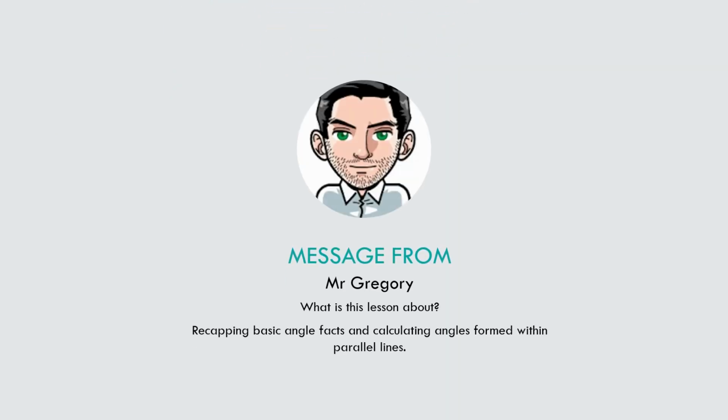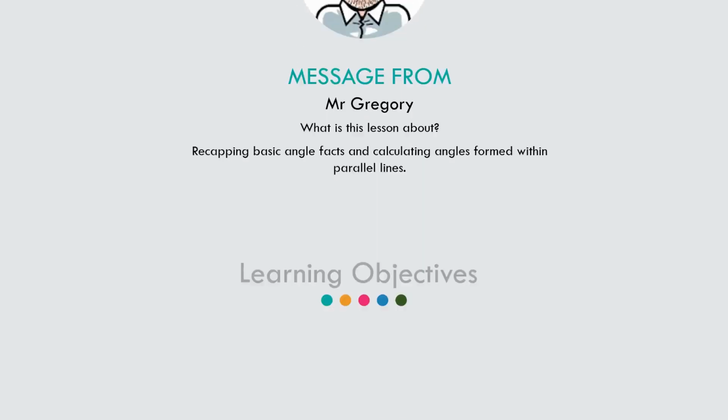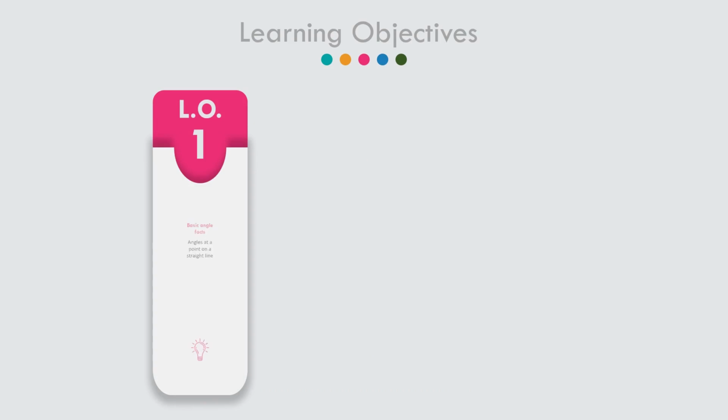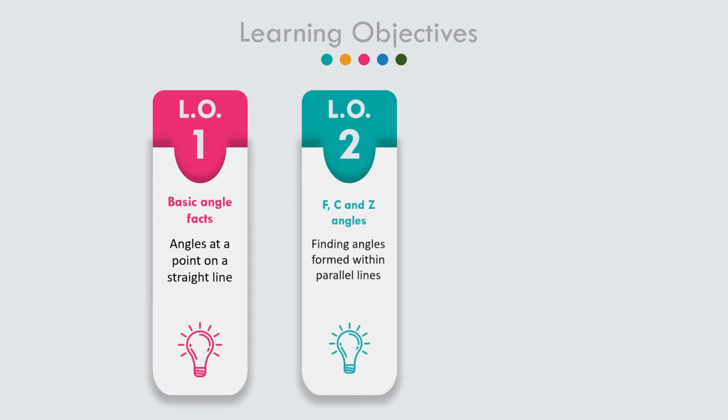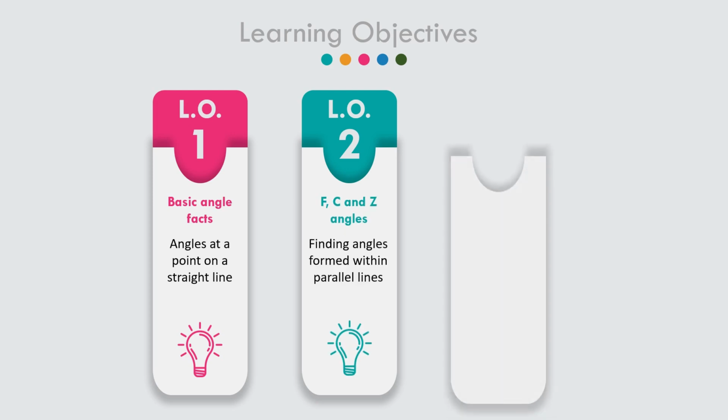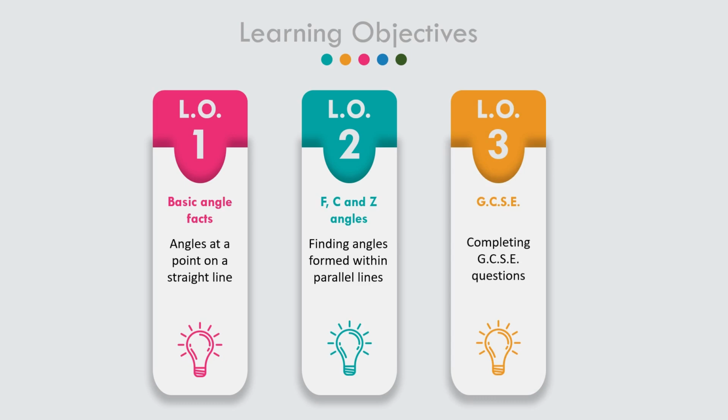Today we are going to be recapping basic angle facts and calculating angles formed within parallel lines. Our first learning objective is to recognize basic angle facts, angles at a point on a straight line. Our second learning objective is to understand F, C and Z angles, finding angles formed within parallel lines. Finally, our third learning objective is to complete a GCSE question.